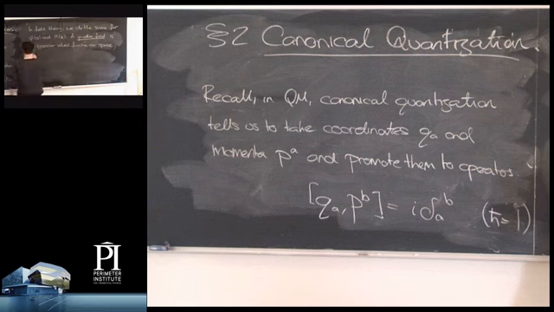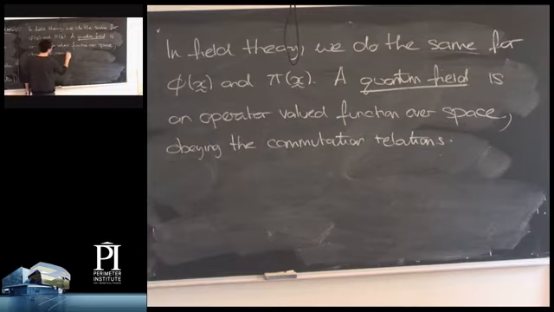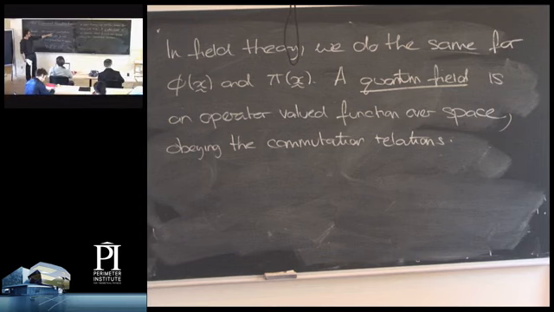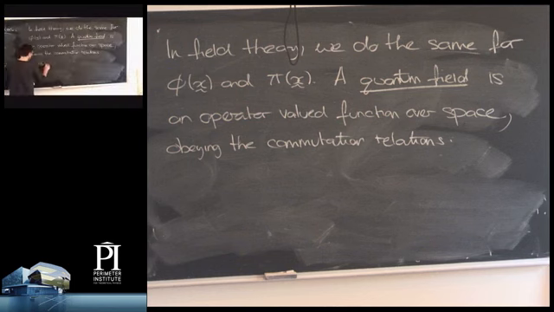Okay, obeying the commutation relations. Well, it's really just these commutation relations, but applied to phi and pi. There are the trivial ones that I didn't write down here: QQ is 0 and PP is 0. So let me just write these down here.